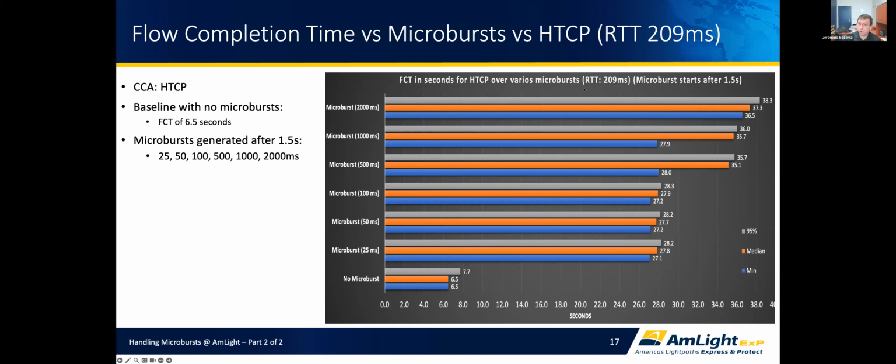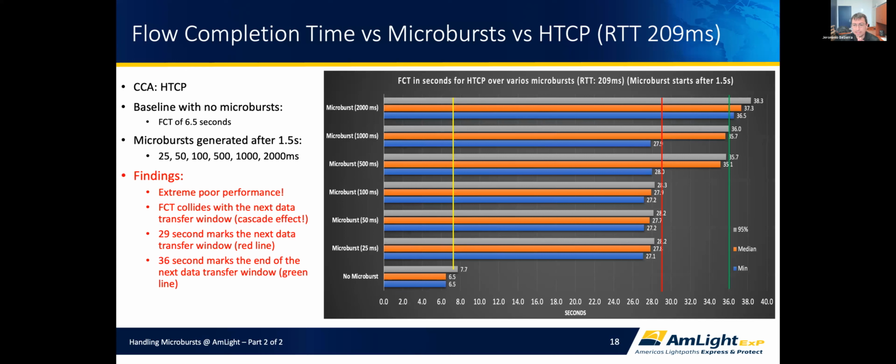So this is for 290 milliseconds. And again, this is for the HTCP congestion control algorithm. So the findings after the test, those are the tests that we ran 20 times each. You can see that HTCP has extremely poor performance when you have a microburst. When we don't have a microburst, we manage to stay under the 7 second data transfer window that was planned. This is represented by the vertical yellow line here.